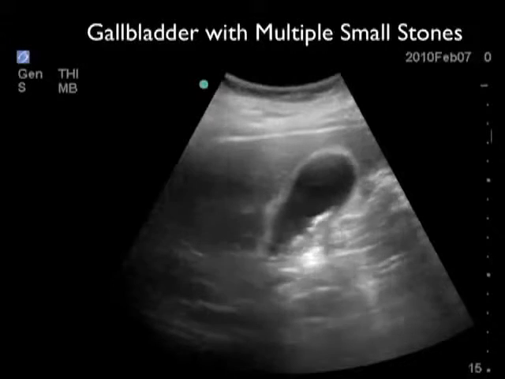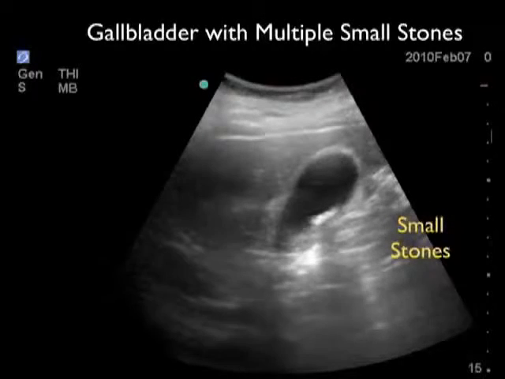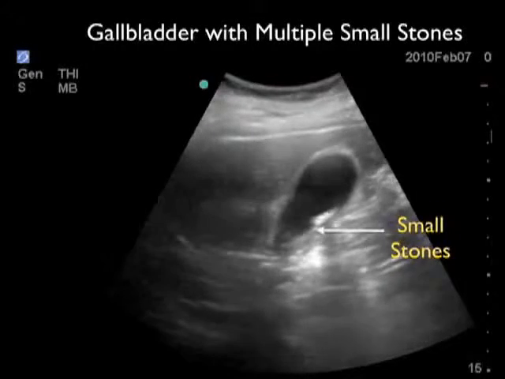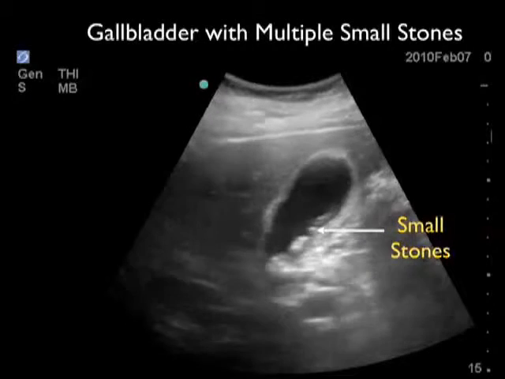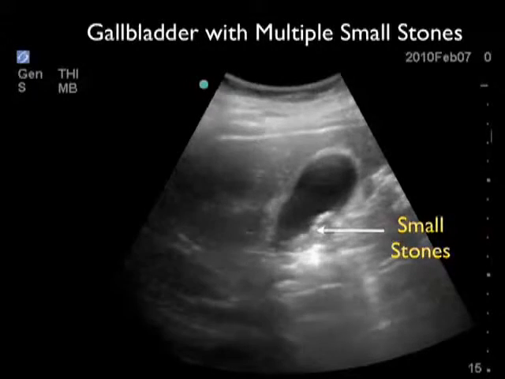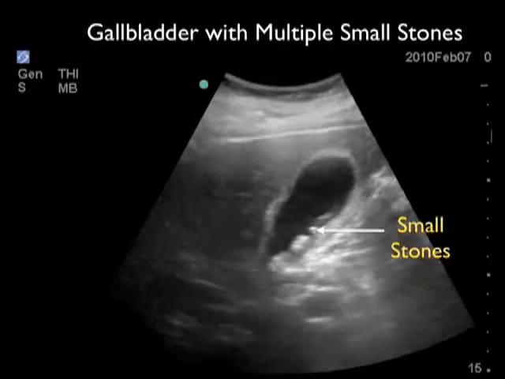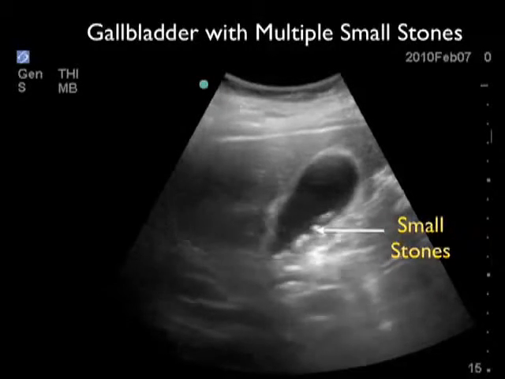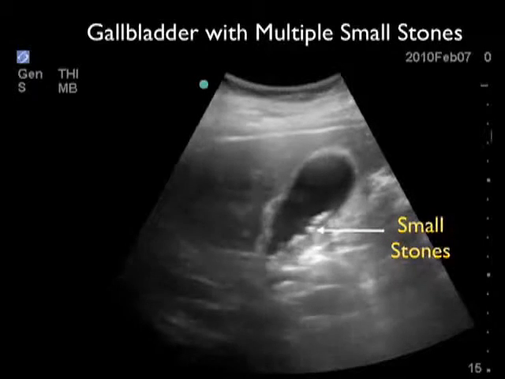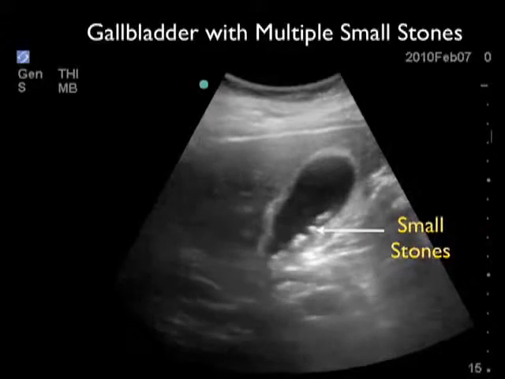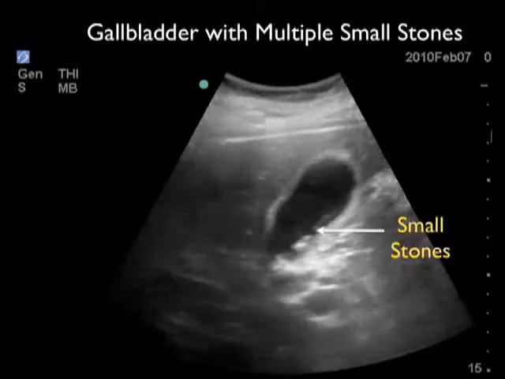Here's another video clip, again from a male presenting with right upper quadrant pain, and what we see is a gallbladder in the middle of the image, and notice the layering out of multiple small stones on the back wall of the gallbladder. We see the characteristic appearance of a gallstone here. Notice it has a hyperechoic or bright appearance, and we can see shadows coming off the back as the sound waves can't permeate the hard cholesterol crystals.